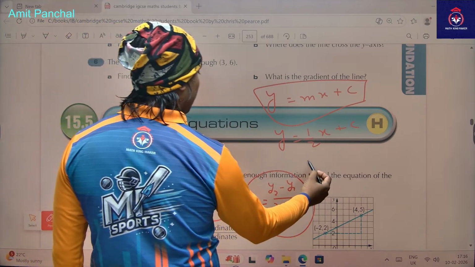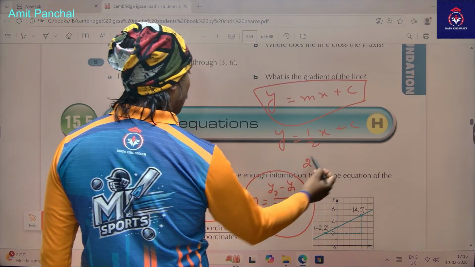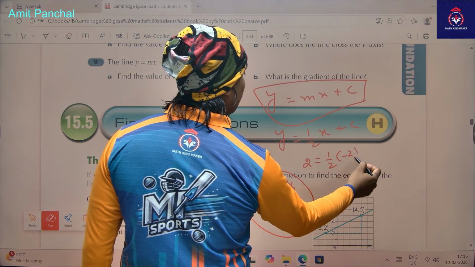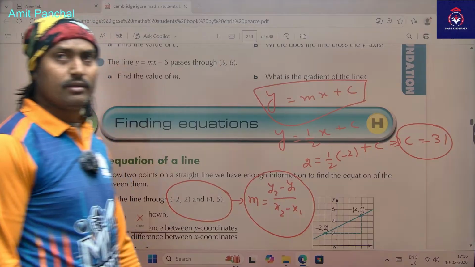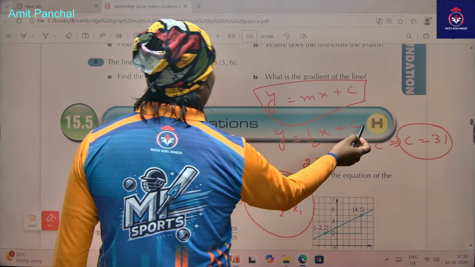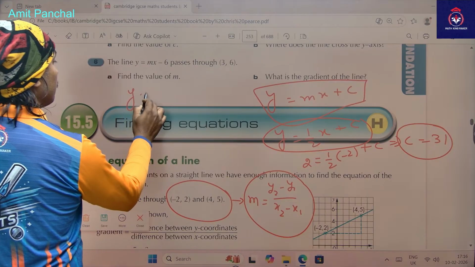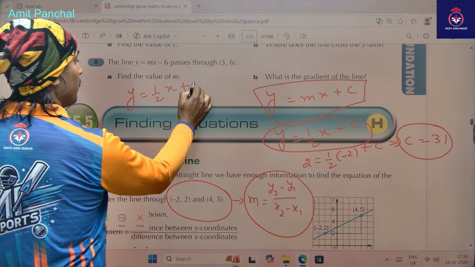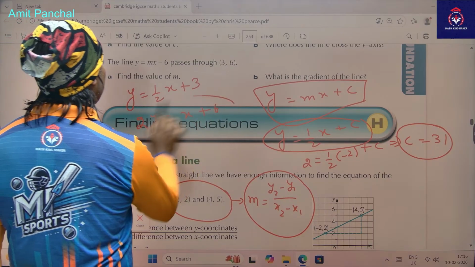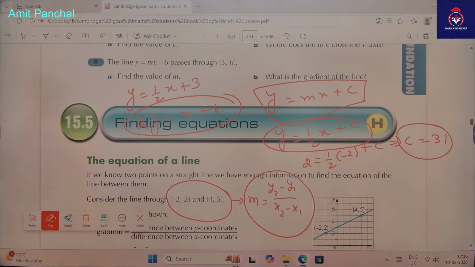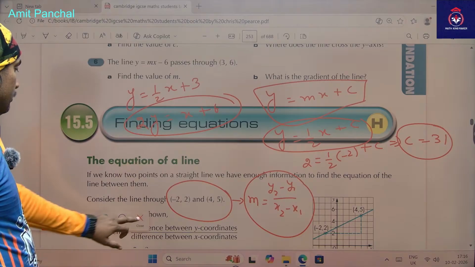So let us put the point minus 2, 2. So your c will be 3. If you put the value of c in this equation, the equation is y equals 1 by 2 x plus 3. It can be written as 2y equals x plus 6. So that will be your final equation. So with the help of the slope, you can find out the equation. Got my point? Yes, sir. Okay.